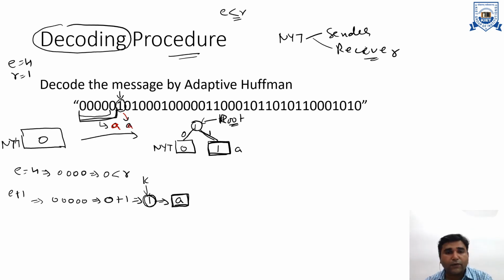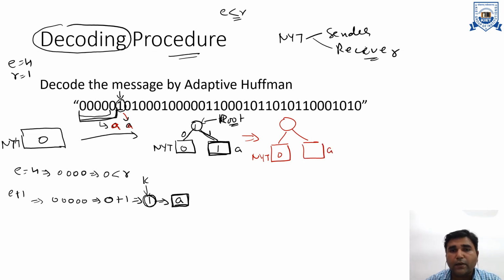Okay, so what we have to do? We have to just update our tree. By updating our tree, we get another new tree like this: NYT, and give it 0, then again here the symbol is A again with weight 2. So 0 plus 2 is 2. Okay, now what we have to do, here is the value 0 and 1.